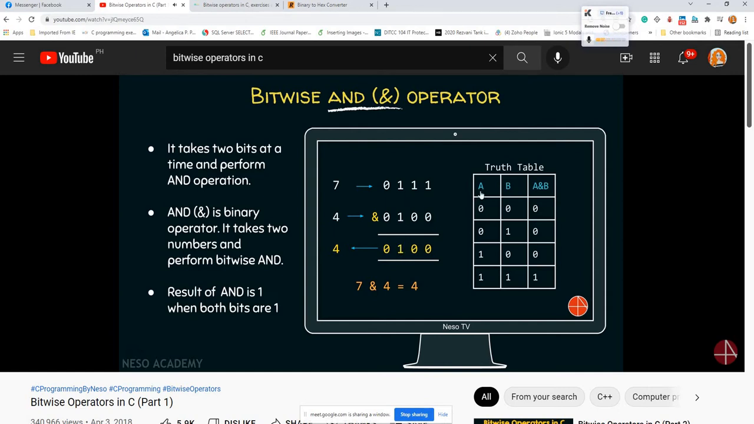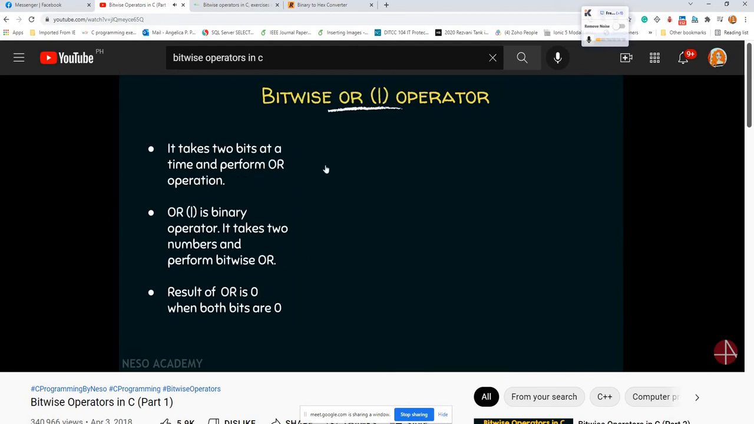For the sake of reference, here is the truth table for the AND operation. Only when both bits are 1, then the result is 1, otherwise the result is simply 0. As you can see in this example as well. Therefore, final result is 0100, which is equivalent to 4 in decimal. Therefore, we can say that 7 bitwise AND with 4 is equal to 4. Right? Okay.